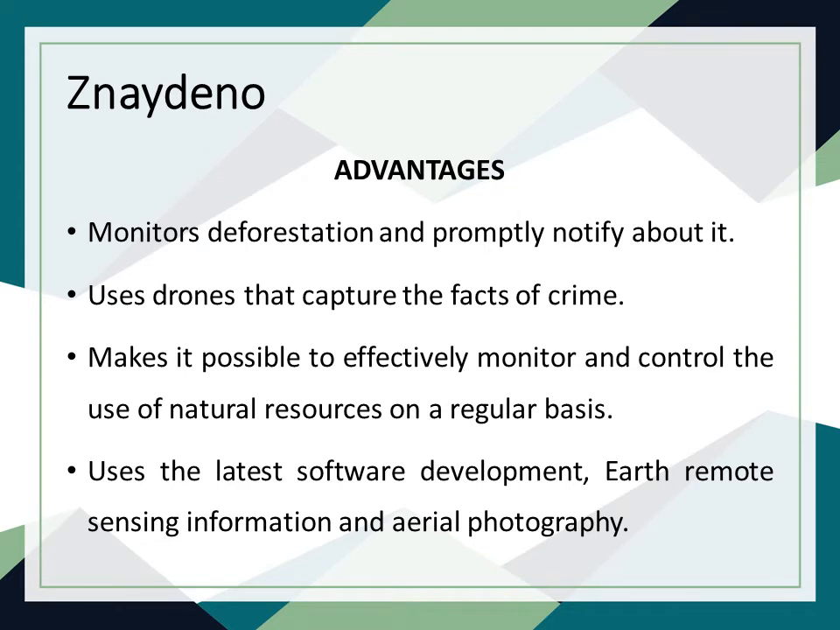The next analog is NIDA. It is a system which monitors deforestation and promptly notifies about it. It uses drones that capture the fact of crime, which makes it possible to effectively monitor and control the use of natural resources on a regular basis. This system uses the latest software development such as remote sensing information and aerial photography.